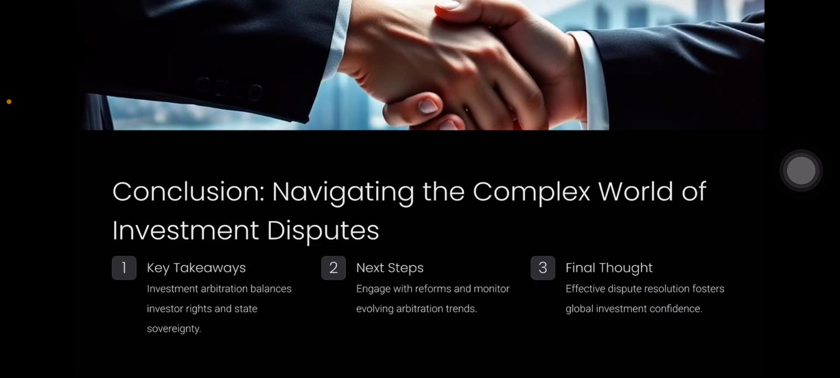The next is the conclusion, navigating complexity. Investment arbitration is a critical tool in global economic governance. It balances the rights of foreign investors with the sovereign right of the states to regulate in the public interest. But it's also a field in flux, facing pressure to become more transparent, more just, and more aligned with global priorities like environmental protection.